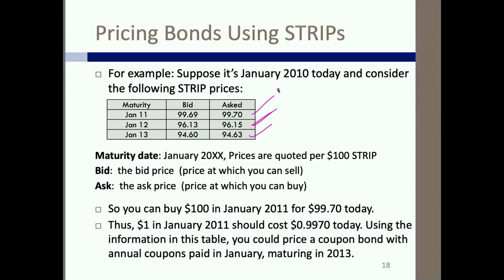0.997 per dollar that matures in January 2011, 0.9615 per dollar that matures in January 2012, and 0.9463 per dollar which matures in January 2013, to price a coupon bond with annual coupons that are paid in January 2011, then January 2012, and then finally the big lump sum and coupon payments at the end. Okay. So just like we did in our glass board work, we can use this set of treasury strip quotations to price a more complicated treasury bond.